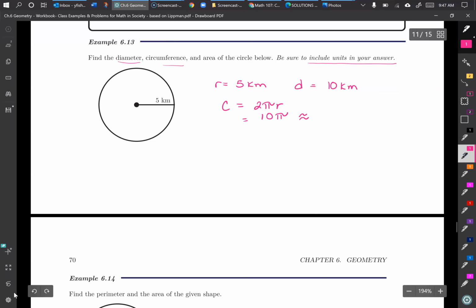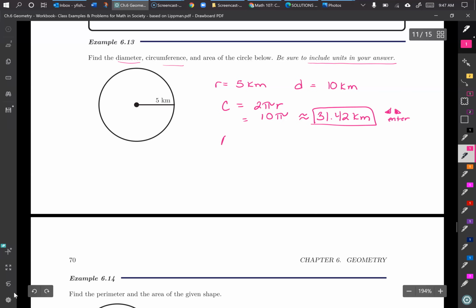So just do 10 times pi. Now if you have the multi-view calculator, you're going to need to hit the little arrow. It's at the bottom of the calculator, a double arrow right above enter, and that's called a toggle switch. So that'll get it into decimal form for you. So we would have 31.42 kilometers for the circumference.